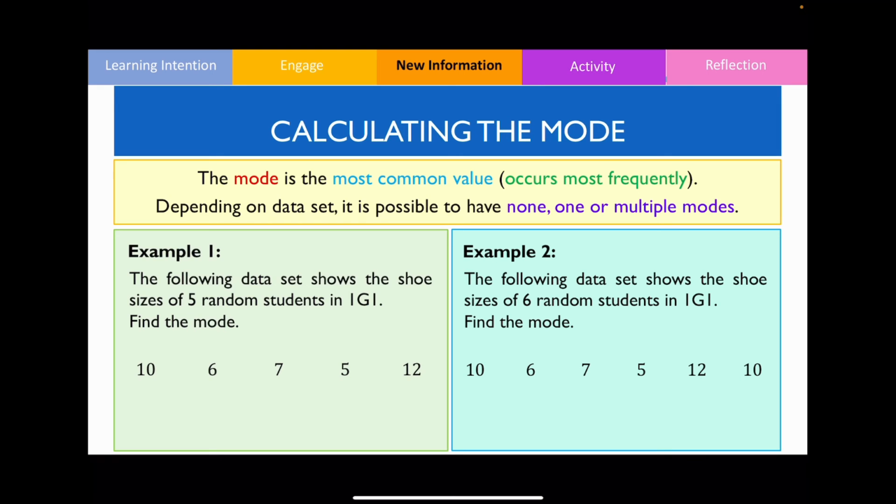So if we're using the exact same examples from the previous slide, in our very first example over here, we can see that there's no repeating numbers at all. So there's actually no mode for example number 1. However, if we look at example number 2, we can see that the number 10 has actually been repeated twice. So therefore, that's the most common number, and that is the mode in this example. So the mode is therefore equal to 10.